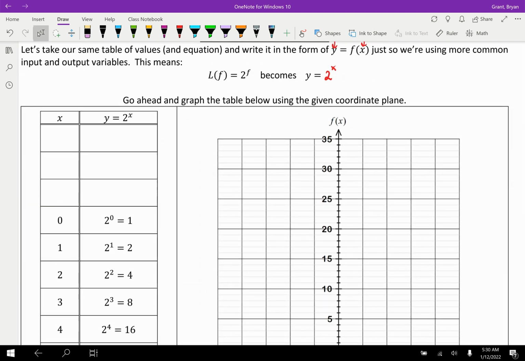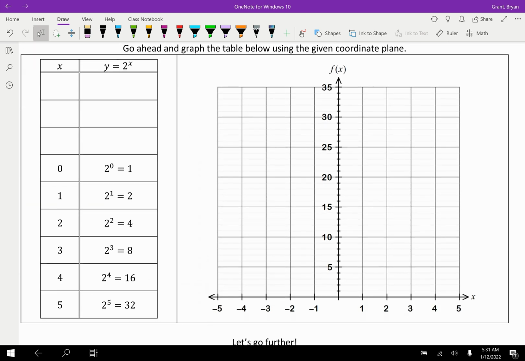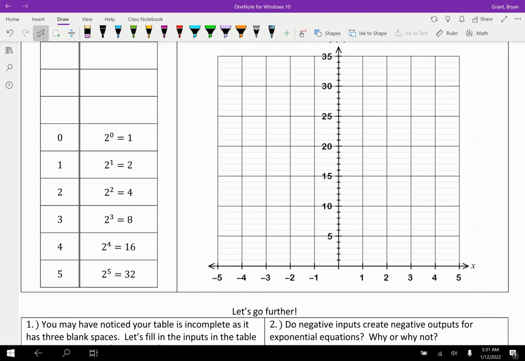I already have a table that's filled in for you, partially. We saw this table, we've done this table several times now today on the previous pages. We have an input of 0, an output of 1. And it's probably a good idea to go through and actually write that in our point notation here. Input of 0, output of 1, and same thing for the rest. Input of 1, output of 2, 2 comma 4, and so on and so forth.